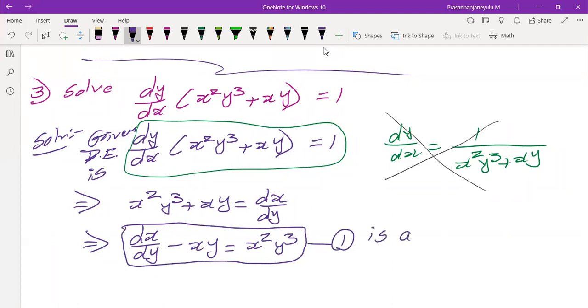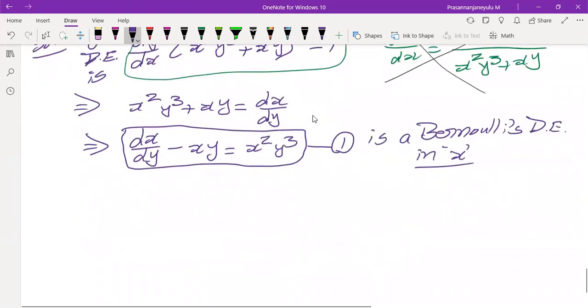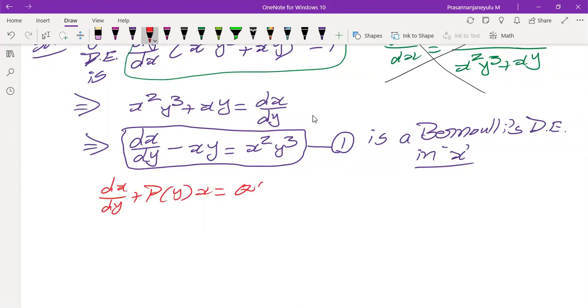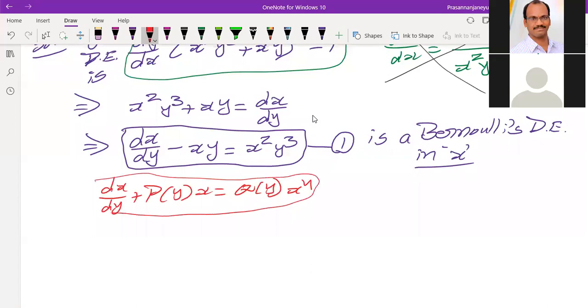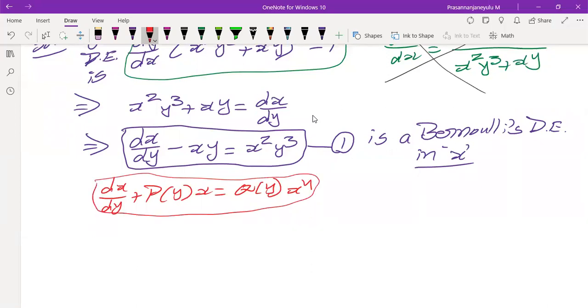x. So it is a Bernoulli's DE in x. How can we say it is a Bernoulli's DE in x? So I am writing the general form of Bernoulli's DE in x: dx by dy plus p of y into x is equals to q of y into x power n. What is the x power n value here? 2. x power 2 here. In place of x power n, we have x power 2.